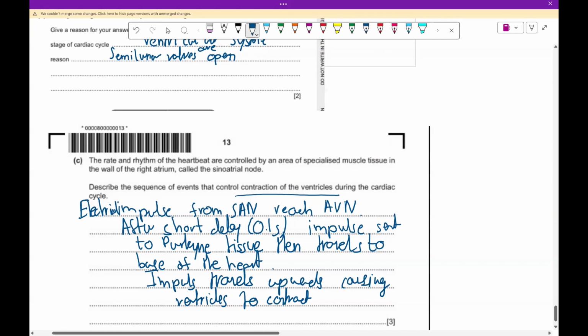From base upwards, this is very important because the semilunar valves of the aorta are basically positioned upwards, right, not downwards. Both ventricles contract at the same time. I just wrote all the points which are possible, and if you write only three of these, you'll get full marks as well.